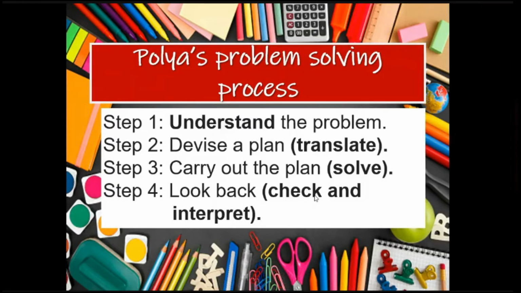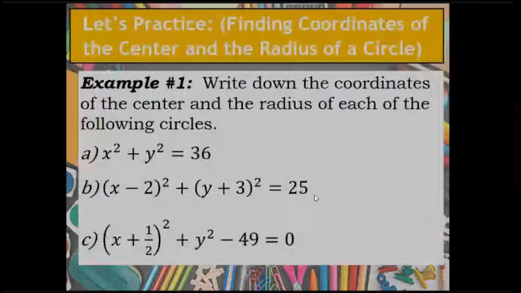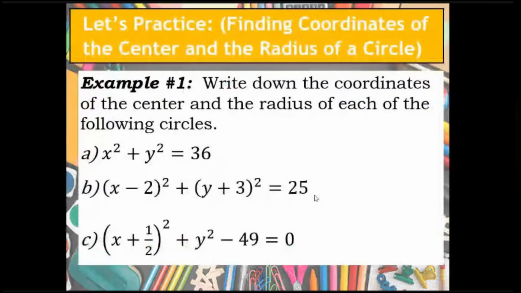Let's begin. Our example is taken from Let's Practice. Example number 1, A, B, and C. In this given, we are to identify the coordinates of the center and the radius of each of the following circles. Let us go through each example one by one.